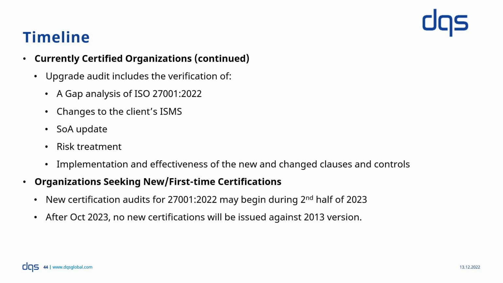Continuing on the currently certified organizations, the upgrade audit will include the verification of a gap analysis for 2022 edition, changes to the client's ISMS, the statement of applicability update, updates to the risk treatment, and verification of implementation and effectiveness of the new and changed clauses and controls.